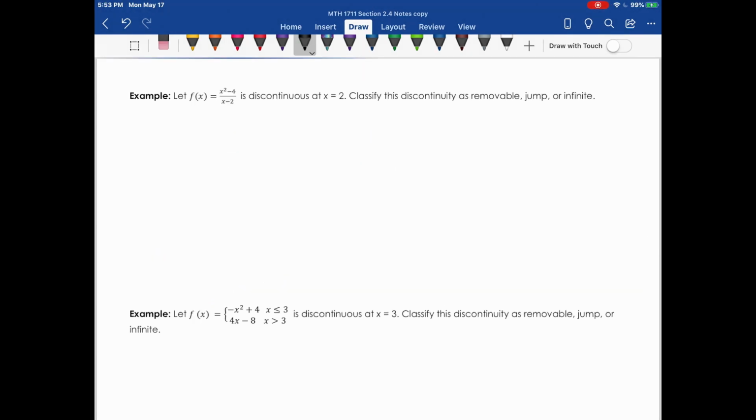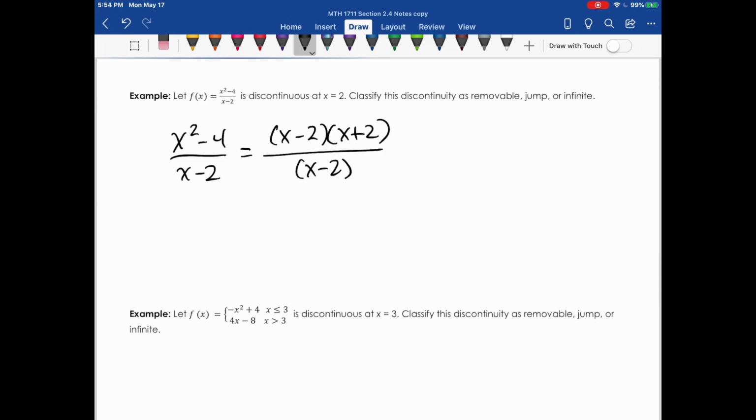So we are going to practice classifying the discontinuity. In this case, we have x squared minus 4 over x minus 2. Now if we look at this function, I can factor this as x minus 2, x plus 2 over x minus 2. Because we factored it and we have the same factor on the top and the bottom, I can get rid of this. And so after simplification, I have x plus 2.